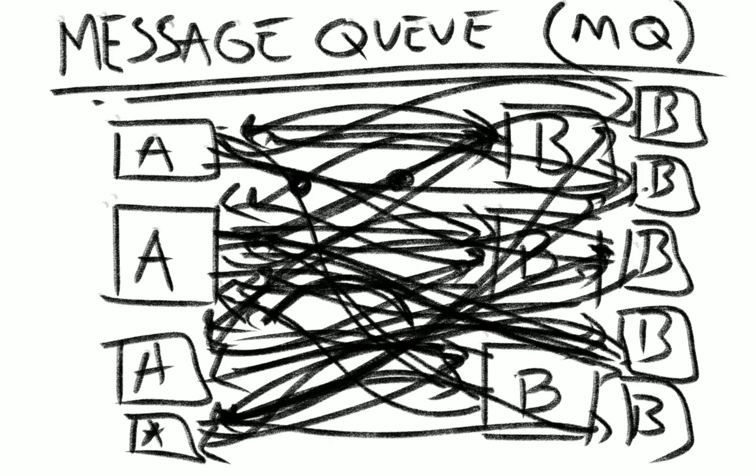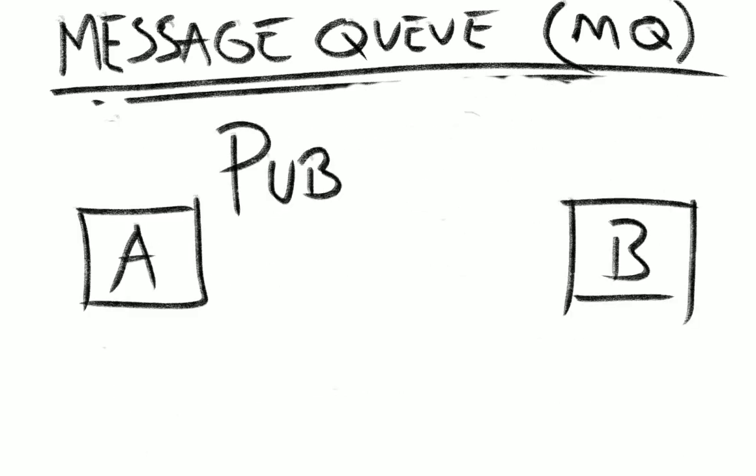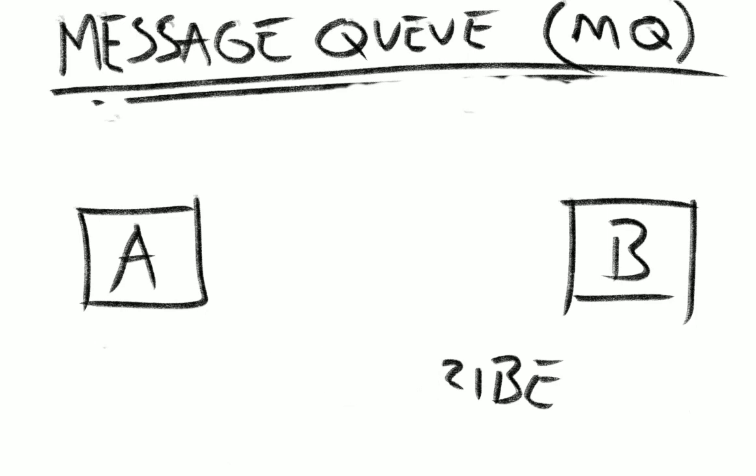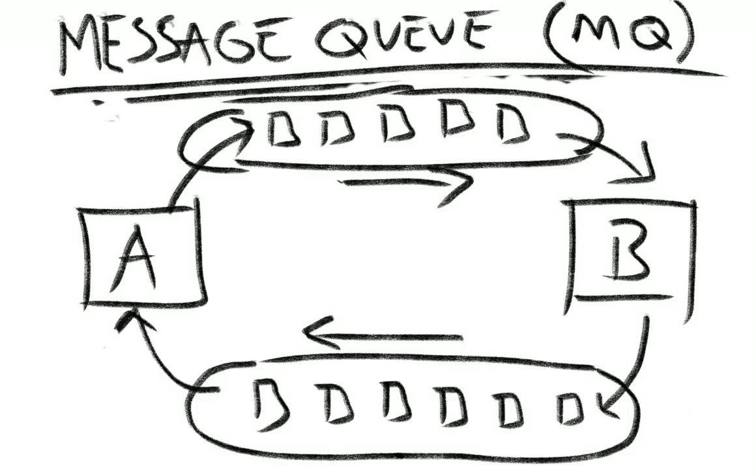A message queue works kind of like it sounds. It's what's called a pub-sub model. One entity publishes onto a queue, and another entity subscribes to that queue. The message queue middleware means that the applications don't have to talk directly to one another. They can interact through this queue.